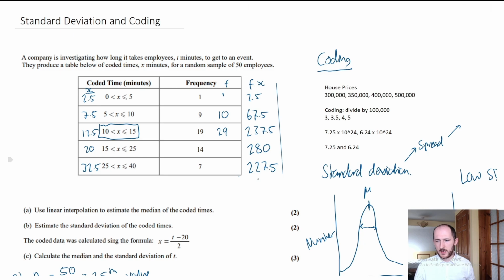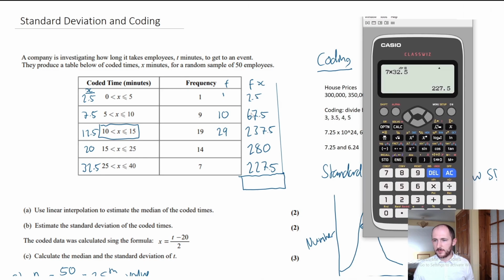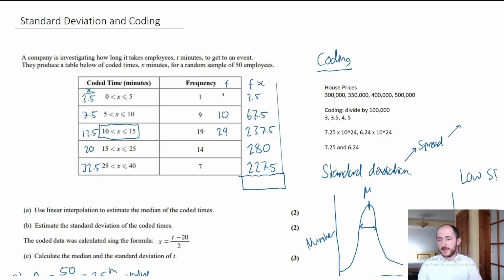So at the end, what I like to do is add them all and put them in their own little box at the bottom. So all I'm going to do now is add up all of these numbers. So we have 2.5 plus 67.5 plus 237.5 plus 280 plus 227.5.